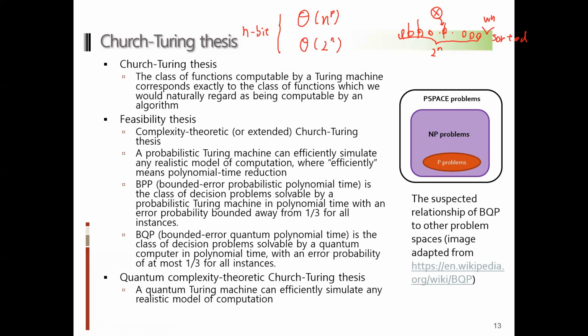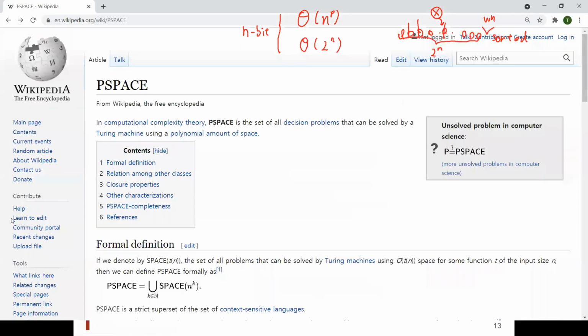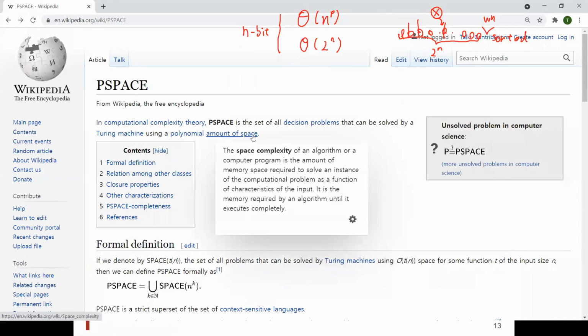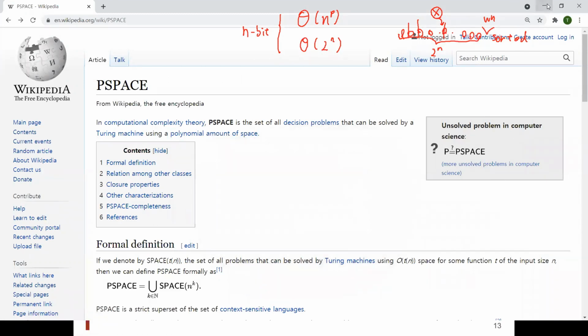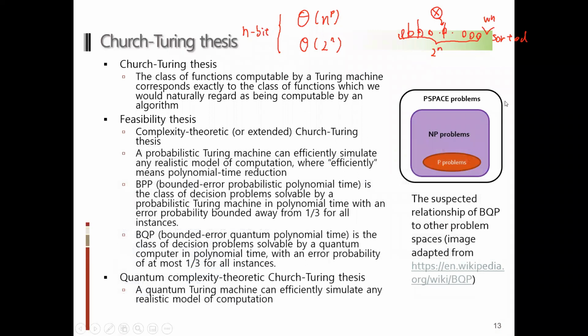The definition of PSPACE is the set of all decision problems that can be solved by a Turing machine using a polynomial amount of space, not time. So that's the definition of PSPACE. Within this PSPACE, there are problems which can be solved within polynomial time or non-polynomial time.